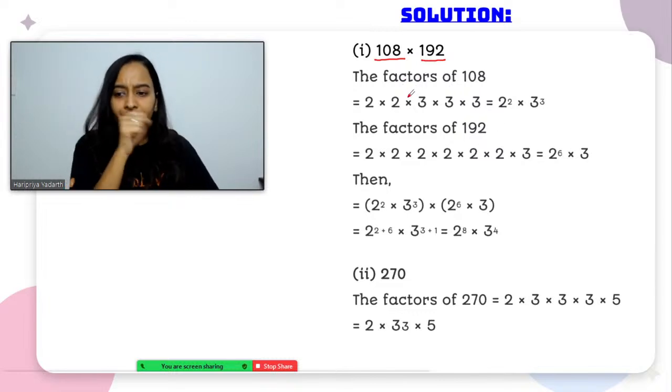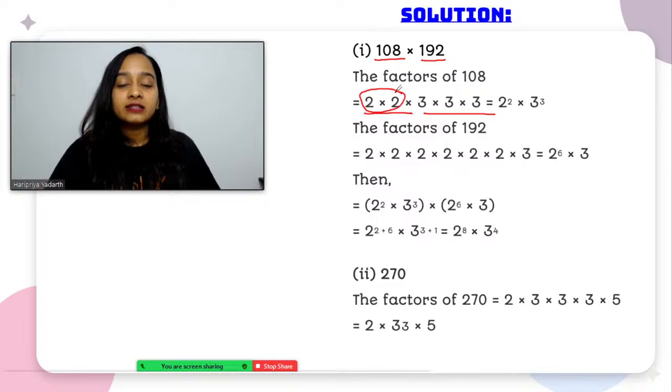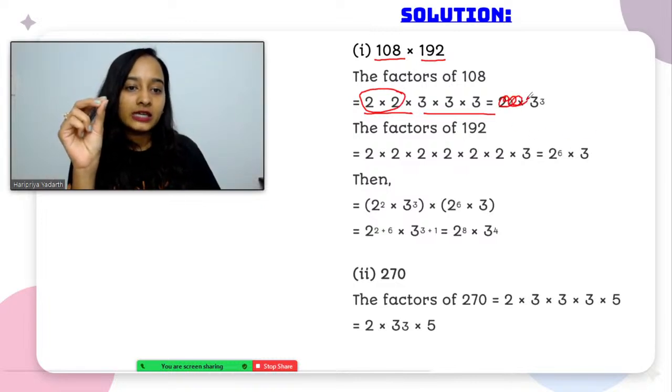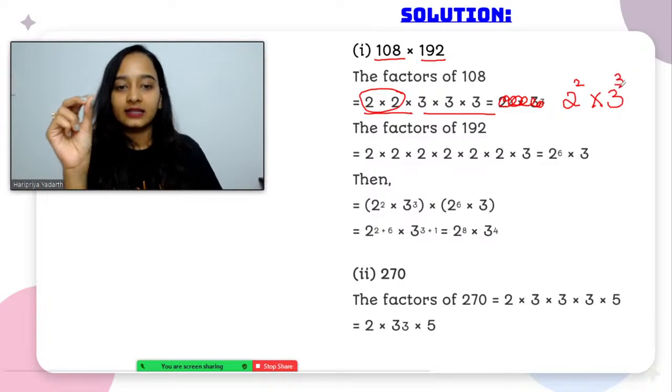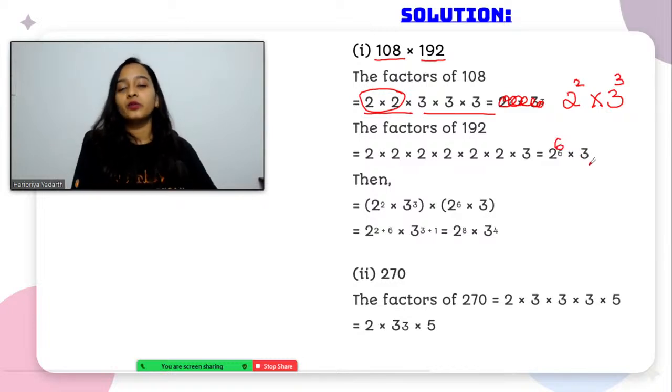Now, when you find the factors of 108, it is 2 into 2 into 3 into 3 into 3. So 2 is getting multiplied with itself 2 times, so it is 2 to the power 2. So it's actually 2 to the power 2 multiplied with 3 to the power 3. And what about 192? You can write it as 2 to the power 6 multiplied with 3.